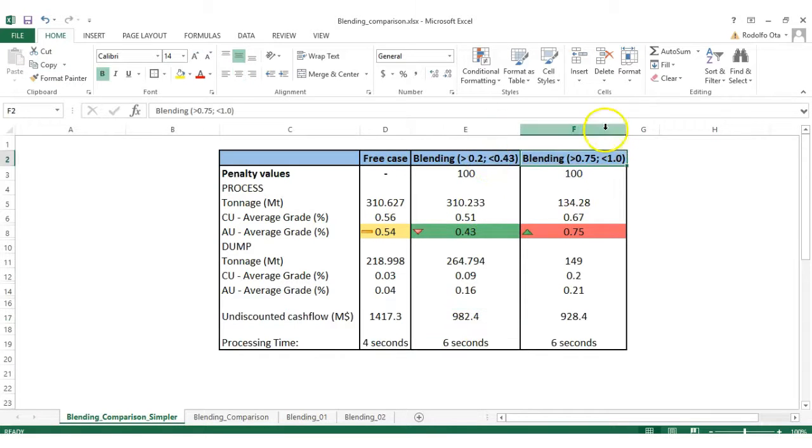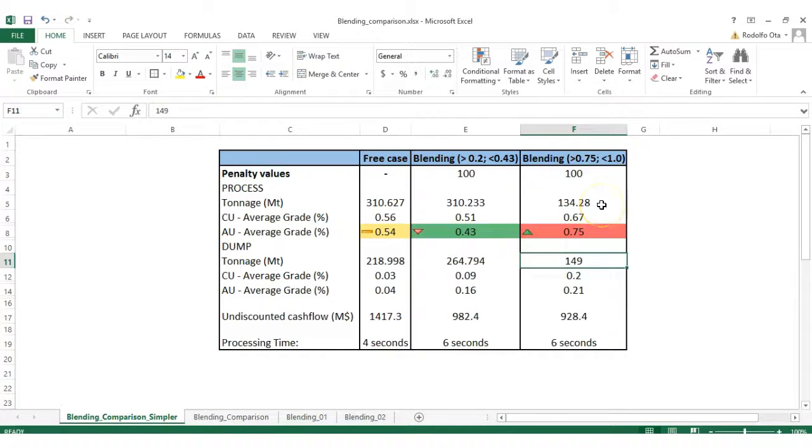Moving on, we worked with a blending constraint for richer blocks, allowing just richer blocks to be mined, imposing 0.75 as a minimum bound and 1 as a maximum bound for the gold grade. You can see an opposite situation compared to the previous one, because the lower bound is actually closer to the average grade of the free case. So it's reasonable that it will work with this grade, so that it could find more blocks to mine. But in exchange, it's working with just richer blocks.